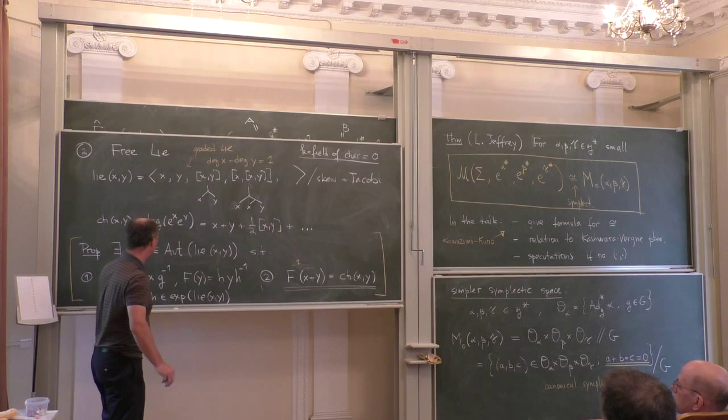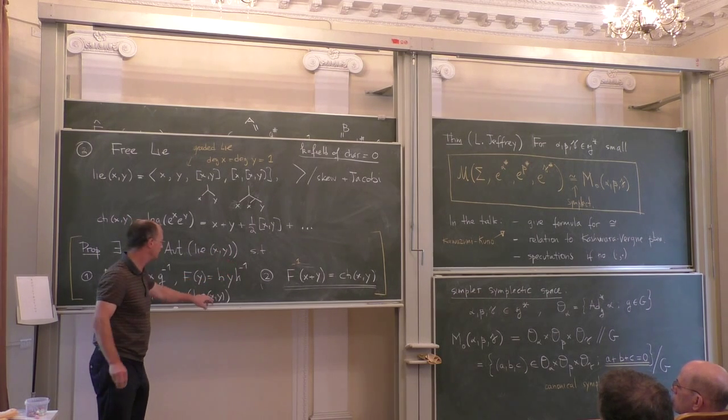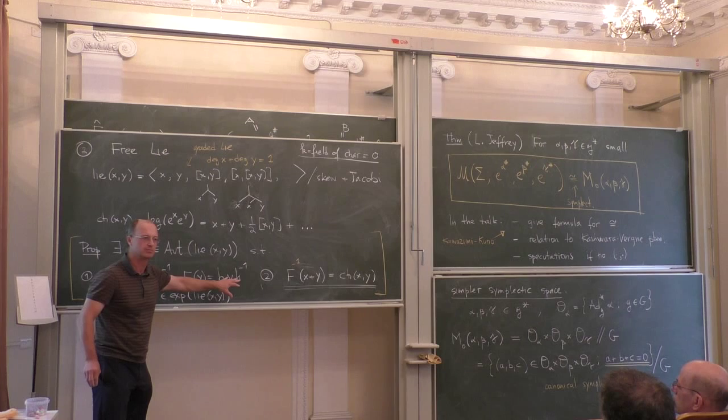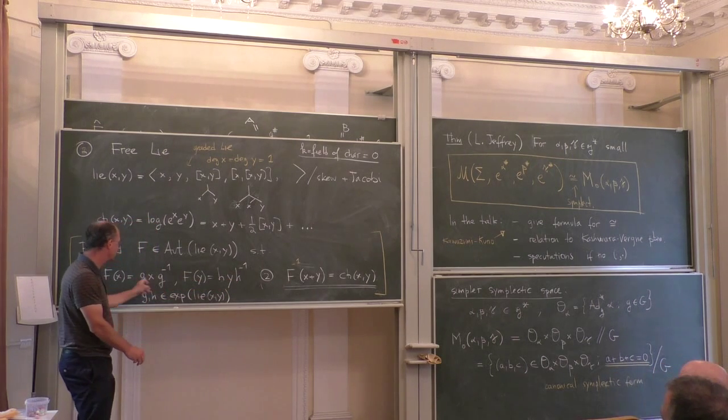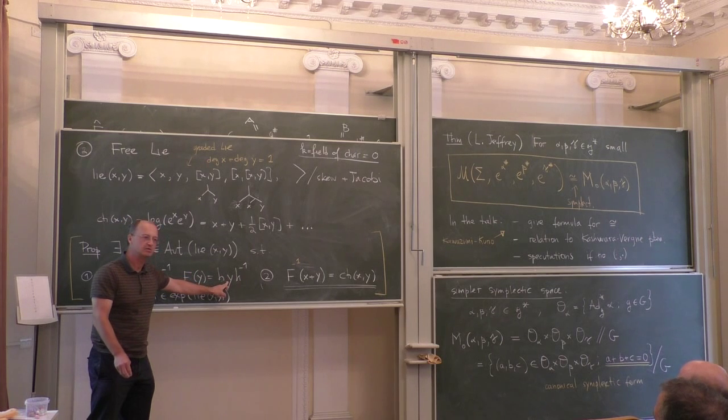No, but you see here I have G and H. They depend on X and Y, right? Now instead of X, I substitute A everywhere. Instead of Y, I substitute B. Now I take this guy and take its exponential. It becomes a group element. I take this guy and take its exponential. It becomes a group element.